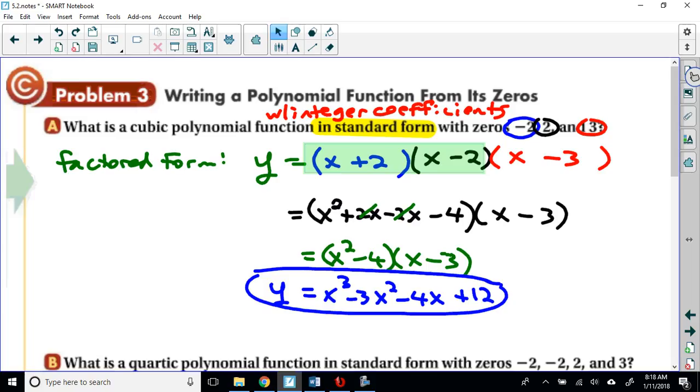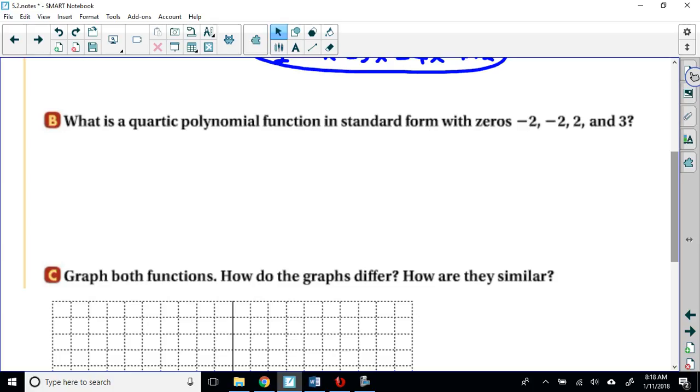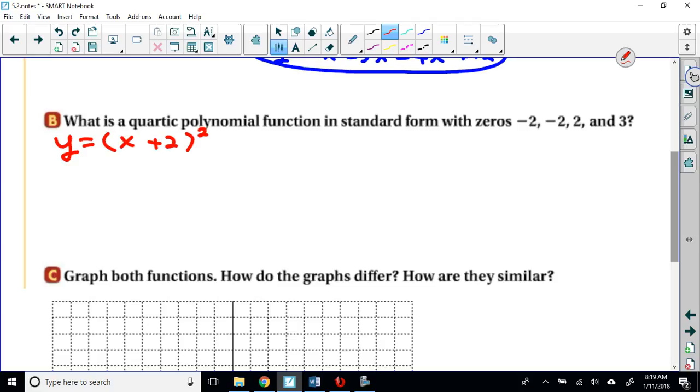Almost done. Number B. So number B, same idea. Y equals, what's our first factor going to look like? X plus 2 quantity squared. Nice, good one. X plus 2 quantity squared, and then X minus 2, and then X minus 3. Cool beans. Everybody multiplies things in a different way.